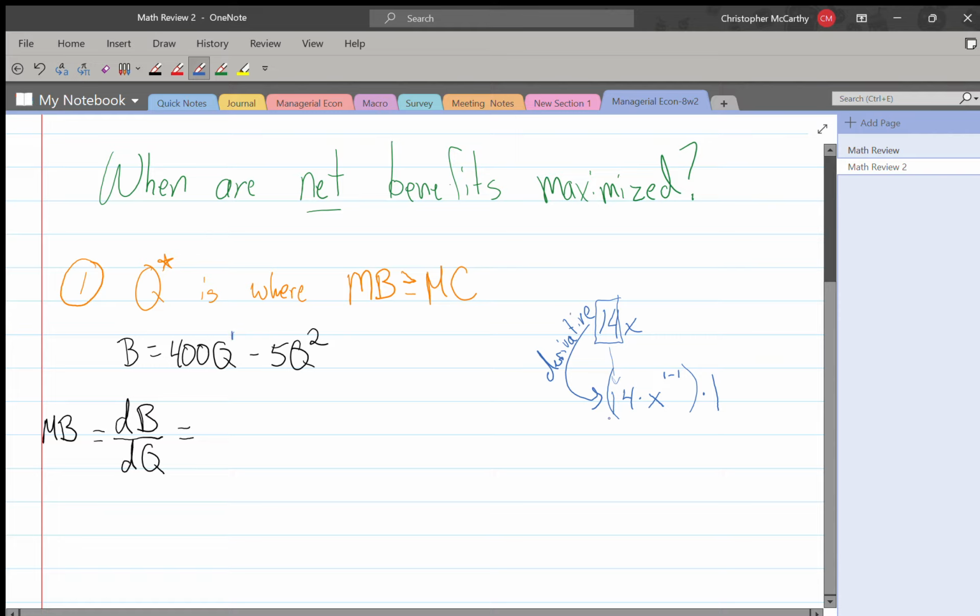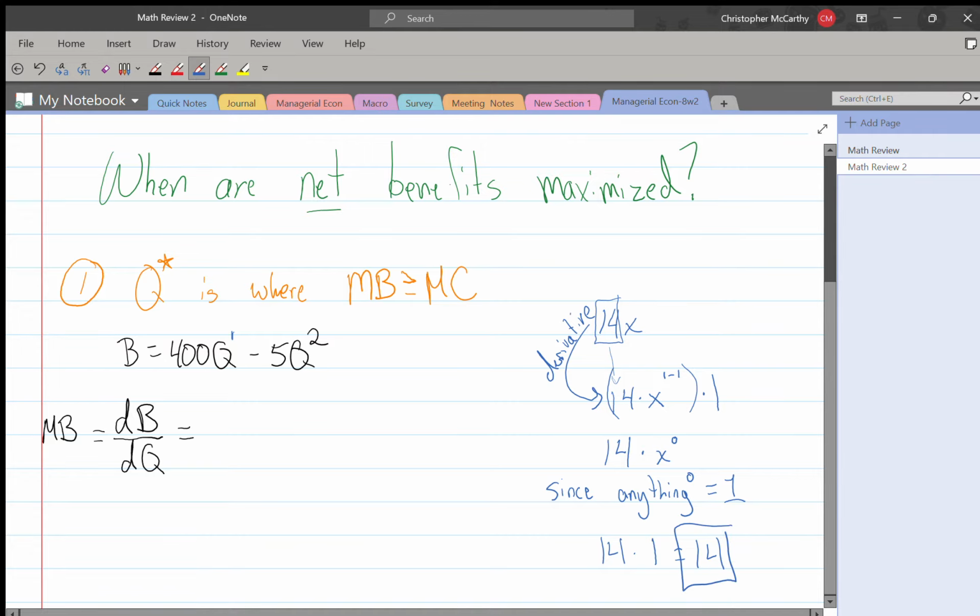So what does this end up equaling? Well, 14 times 1 ends up equaling 14 times x to the, what's 1 minus 1? It's 0. An important property to remember here is that anything to the 0 power is going to equal 1. And so this ends up just being 14 times 1. The derivative of 14x is just 14.